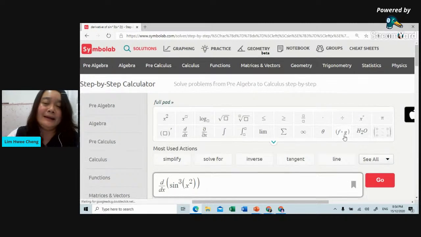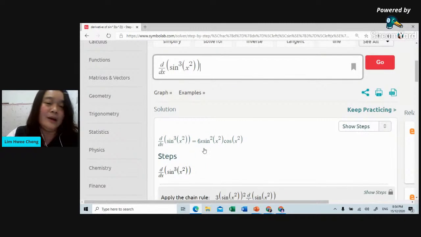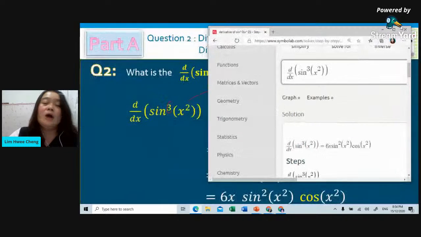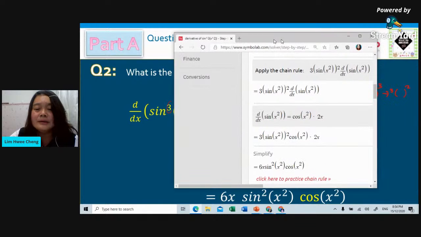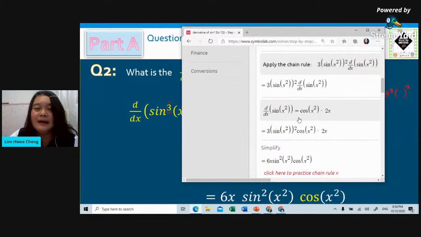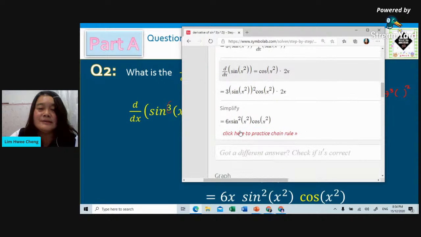Then we see whether what you have done is correct or not. The symbolic app says that your answer is 6x. We just make the comparison. Kita compare. What we have done, it says that the answer for this is 6x sine square x square cos x square. So you are correct. They give you a way to easily self-check yourself.